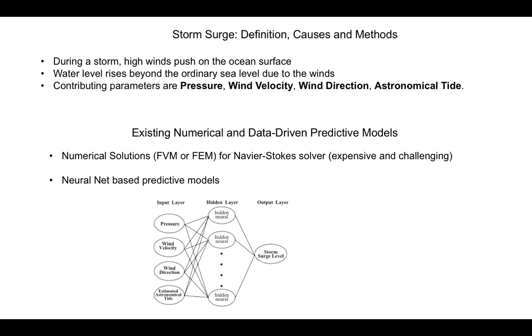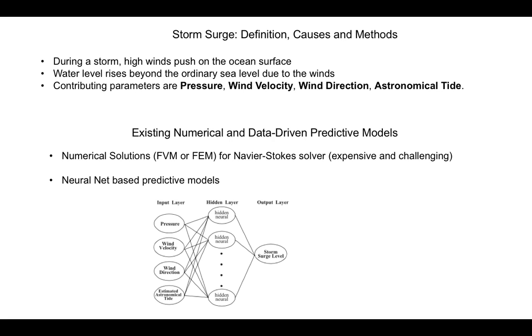We'd start off with the definition of a storm surge. Essentially, during a storm, when high winds push on the ocean surface, we see a significant increase in the water level beyond that of the natural sea level, and this is caused by the invading winds on the ocean surface. This rise in water level is termed a storm surge.